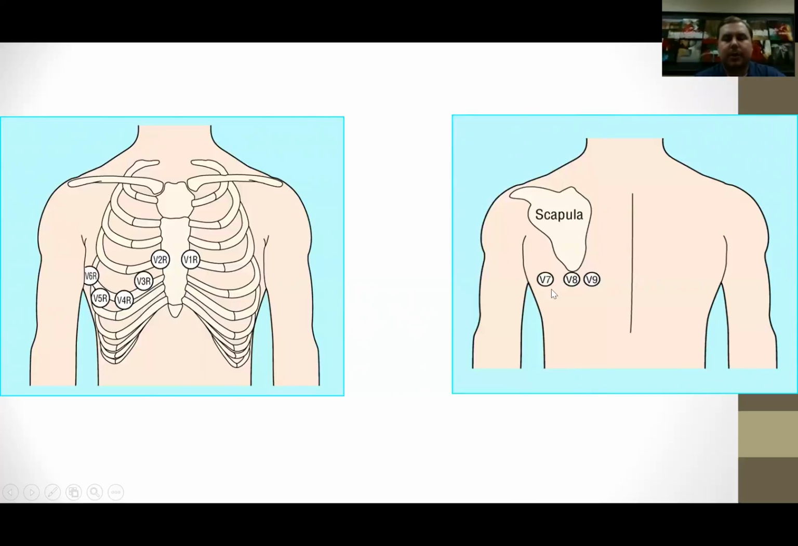There's also the posterior leads, which we talked about earlier. The placement for that is going to be V8. It's just going to be on the same level as V6, so the fifth intercostal space just below the scapula. V9 is in between V8 and the vertebral border, and then V7 is between V8 and V6.